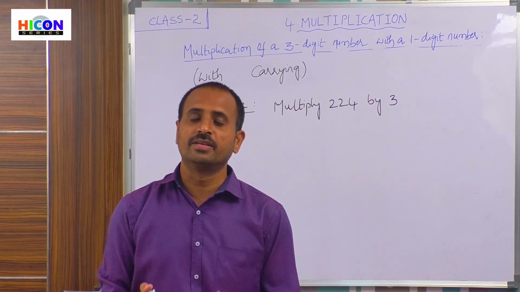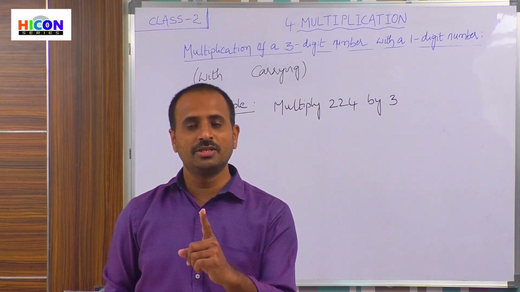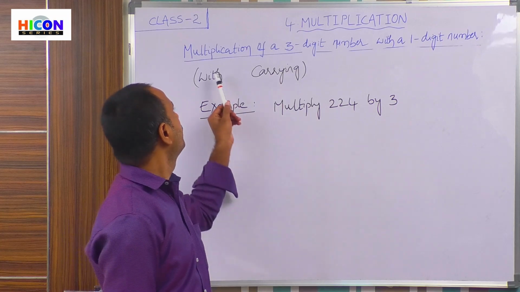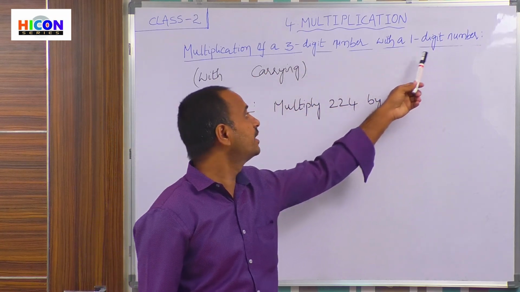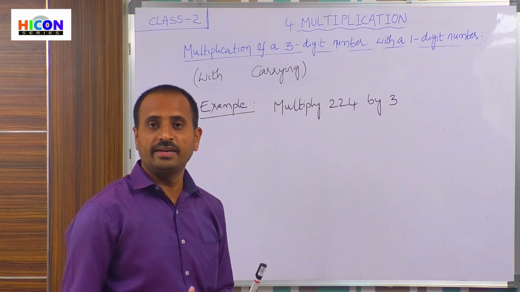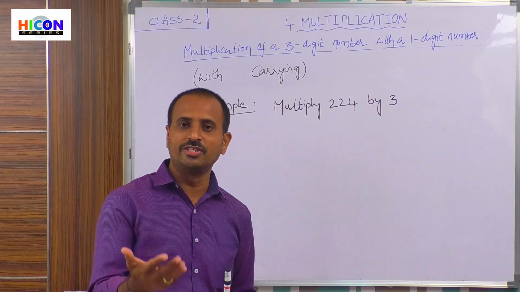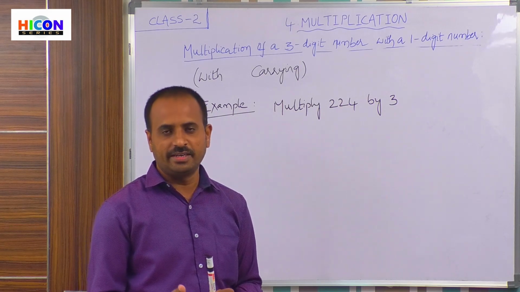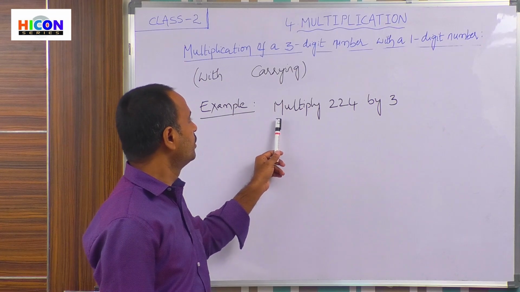Up to now, we have discussed the multiplication of a 3-digit number with a 1-digit number without carrying. Now, our topic is multiplication of a 3-digit number with a 1-digit number with carrying. Let us see an example. So, how to take carrying? Let us see in the multiplication.